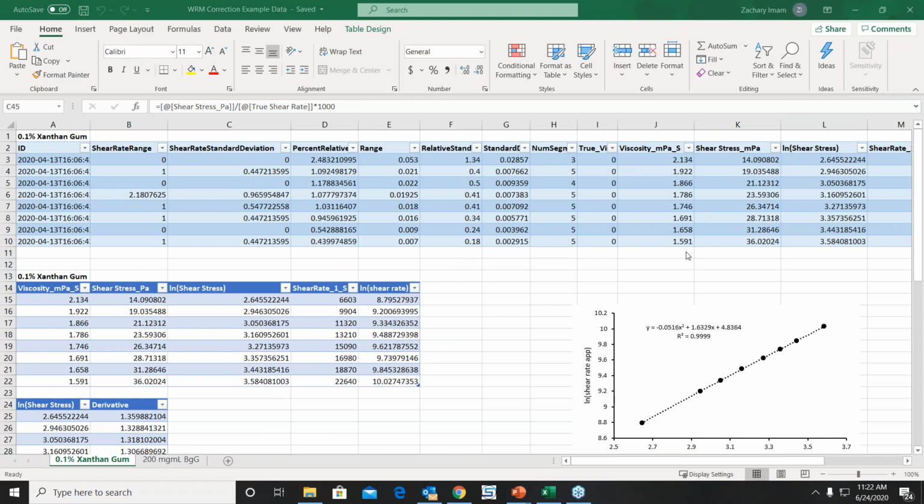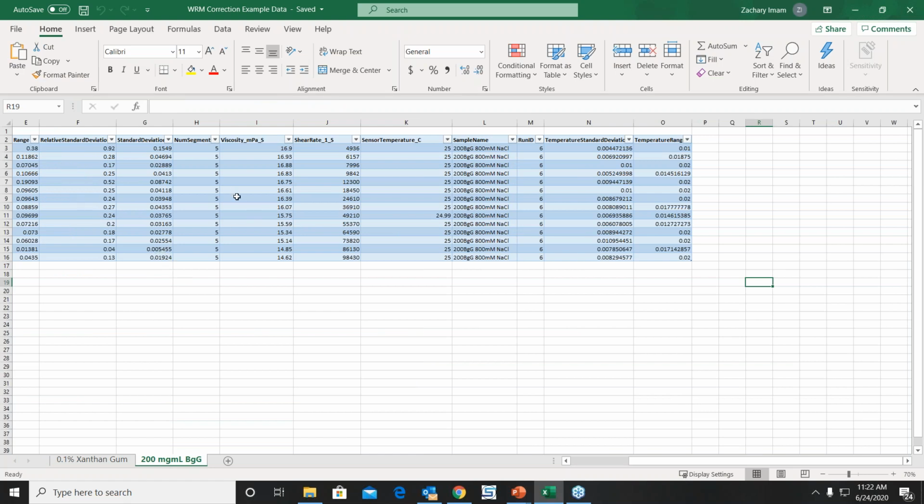So, all right. Here, I can point you guys to the handout section. There should be a file in the handout section of the webinar that says WRM Correction Example Data.xlsx, and there will be 2 sheets. One where the WRM correction has already been performed with some xanthan gum, a very low percentage of xanthan gum, which is a shear thinning fluid, and then one that has data, but no correction has been performed yet, on a high concentration of protein called bovine gamma globulin. And I'll walk you through how to perform the WRM correction using this set of data.